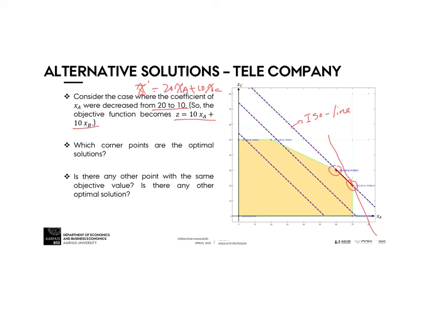So now you actually can see for zeta, 60-30 is 900 and 70-20 also equals 900. So these two solutions are equal, the same. Then the question is, is there any other point with the same objective function? Is there any other optimal solutions? So let's see the next slides.